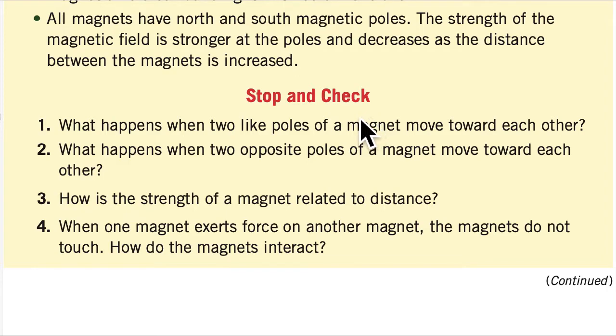Stop and check. What happens when two like poles of a magnet move toward each other? What happens when two opposite poles of a magnet move toward each other? How is the strength of a magnet related to distance? When one magnet exerts force on another magnet, the magnets do not touch. How do the magnets interact?